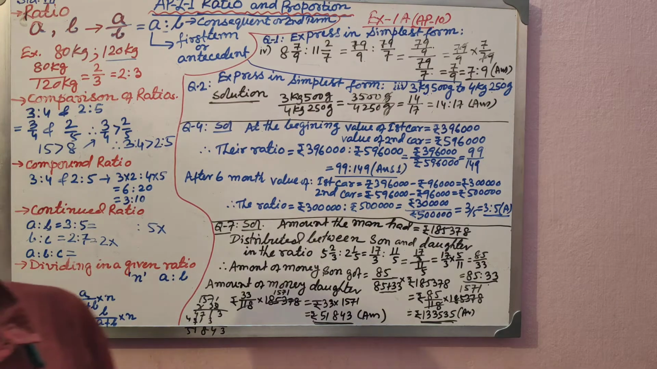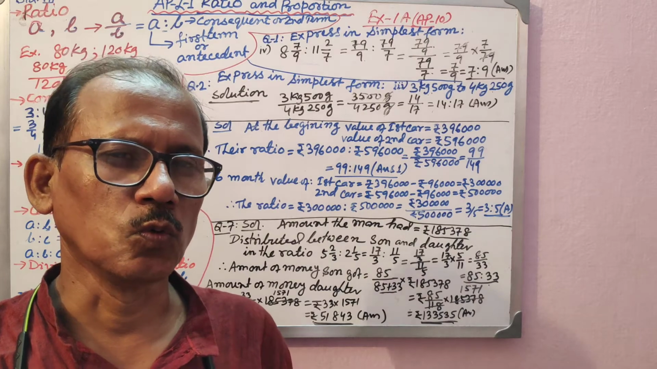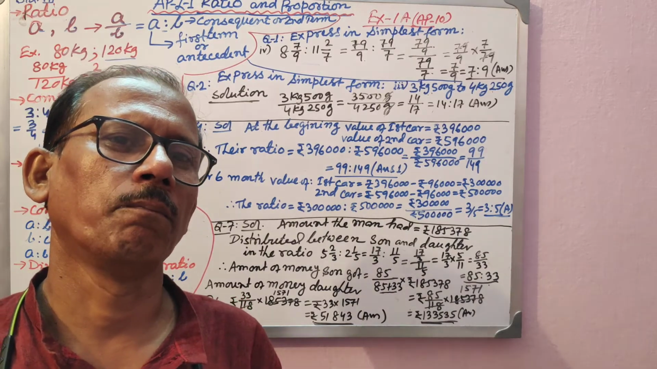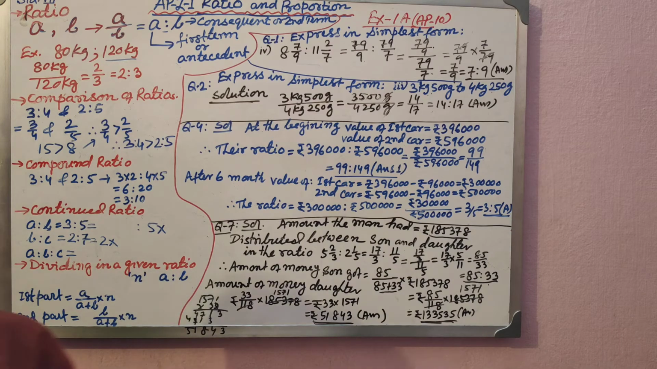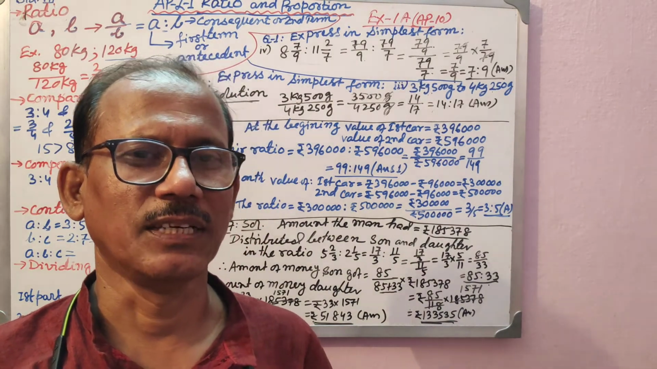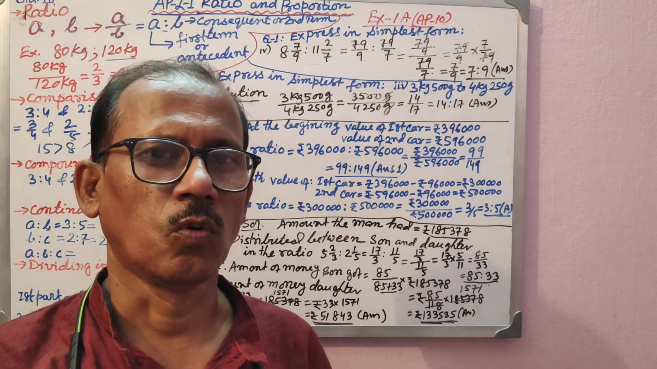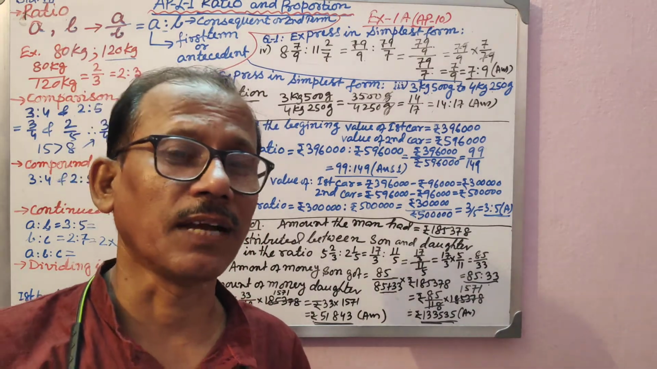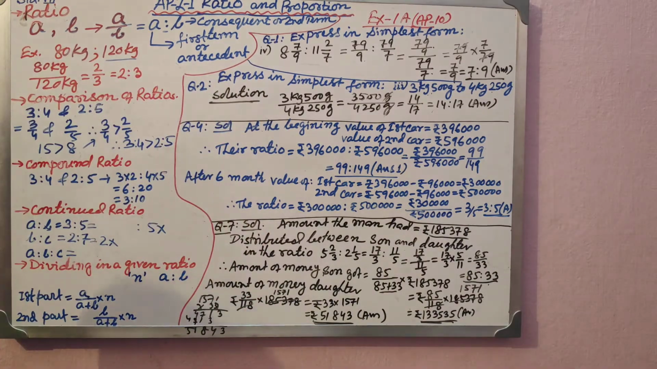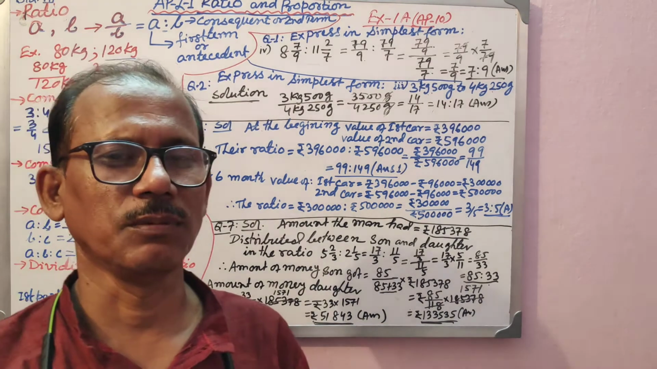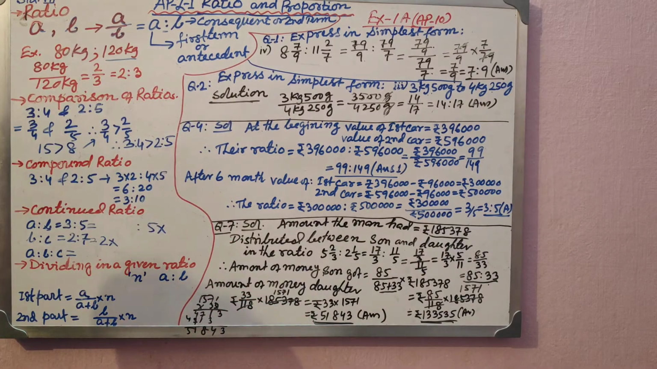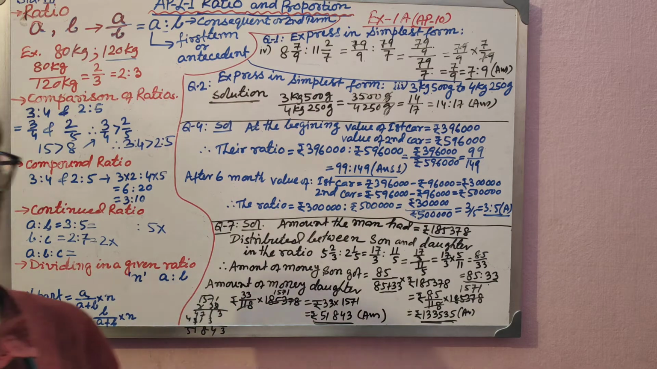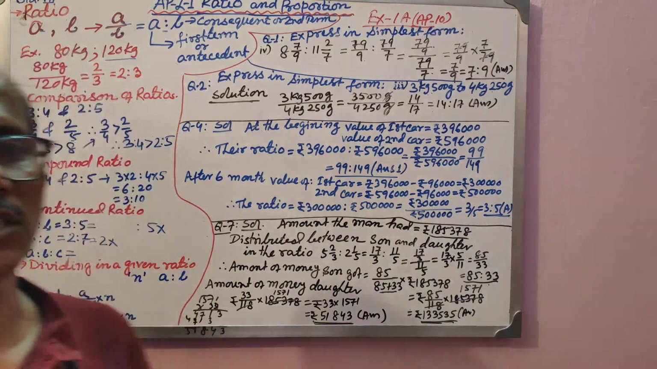Ratio means it is the comparison between two quantities of the same kind. Could you understand? The comparison relation it sets mathematically between the two quantities of the same kind. Same kind means the unit has to be the same. Either it should be kg, meaning both quantities have to be kg, centimeter means both quantities have to be centimeter. Similarly, amount means both quantities have to be in rupees and paise also. So like this it has to be.